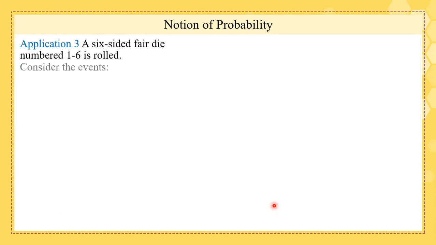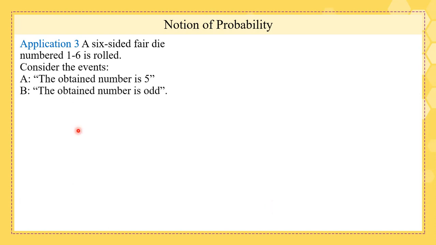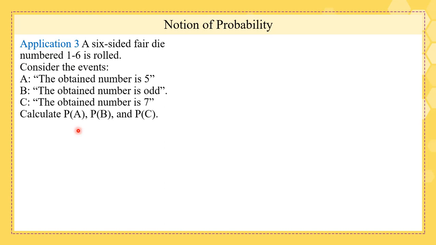Let's see this application. We have a fair die. We have a collection of events and we need to calculate P of A, P of B, and P of C. Try to do it alone.